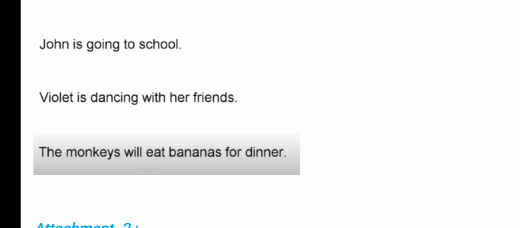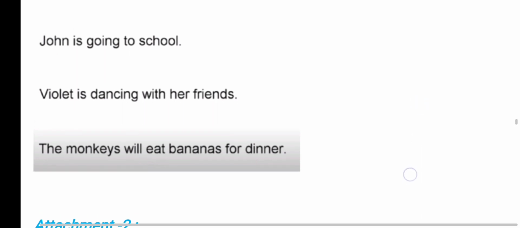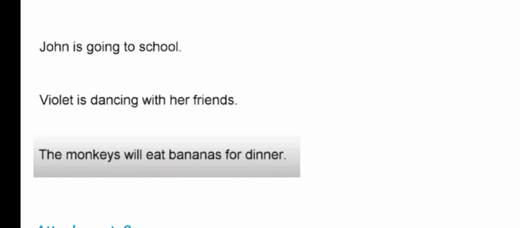So, you can make a slash or dividing line between John and is to show, or you can underline John and is going to school. You can circle anyway. You can show the difference. Now, Violet is dancing with her friends. Again, which is a verb here, is dancing. Now, add a question to this verb. Who is dancing? Violet. So, Violet is a subject. Then, everything is dancing with her friends is a predicate.